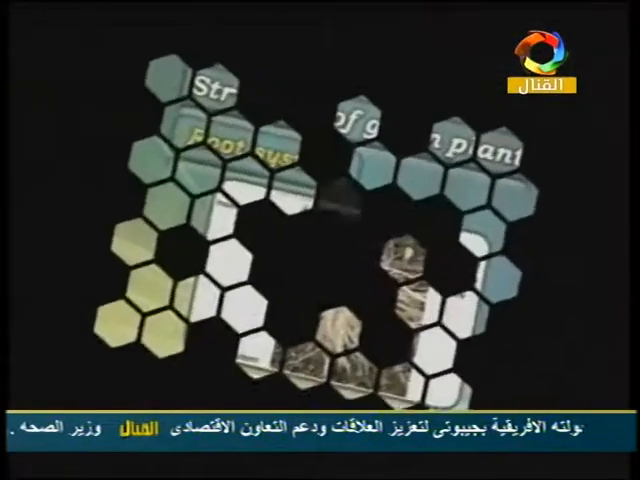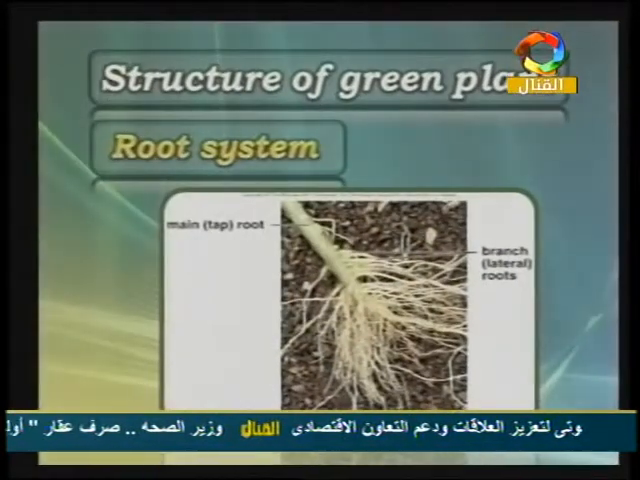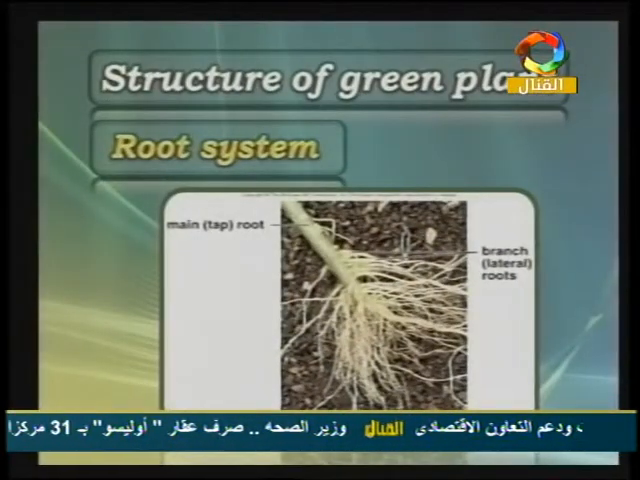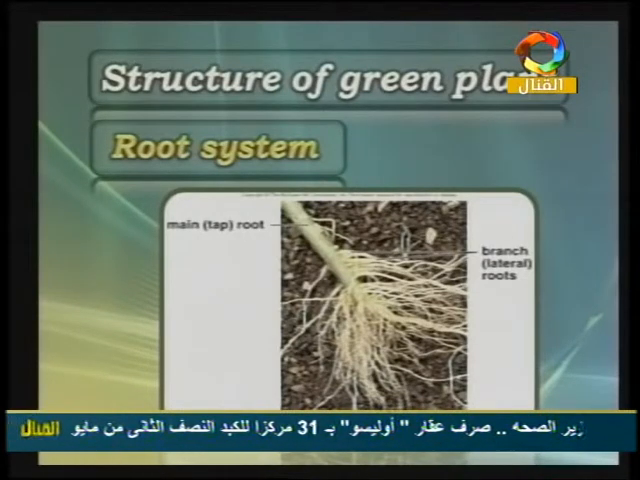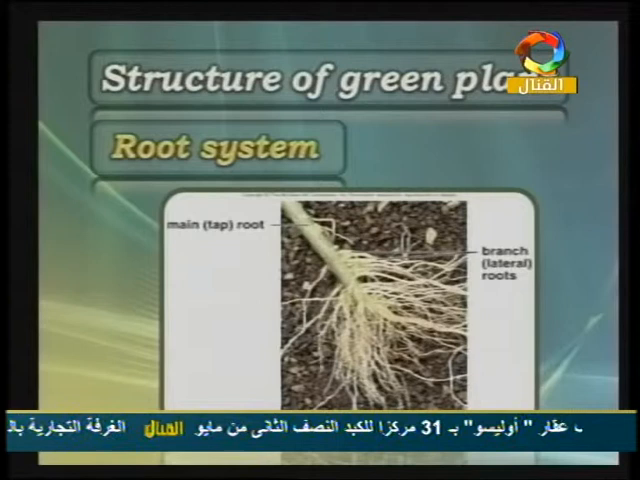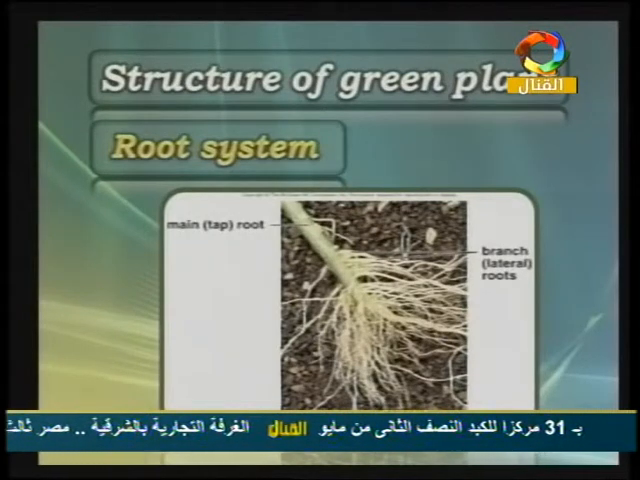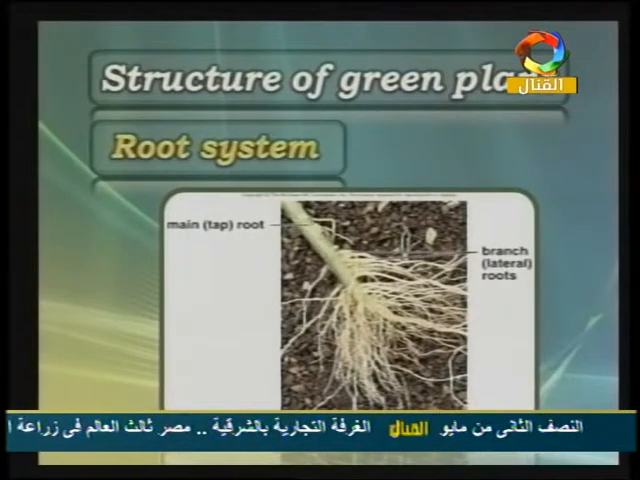After that, we have the structure of the green plant. This green plant contains many things. Many things like what? Like the root system. What's meant by root system? Here, first case, we have the root system.